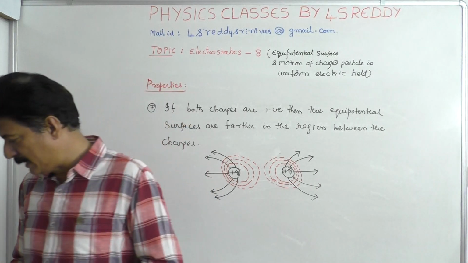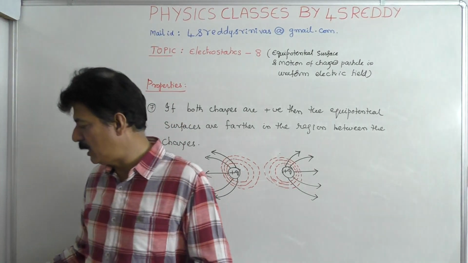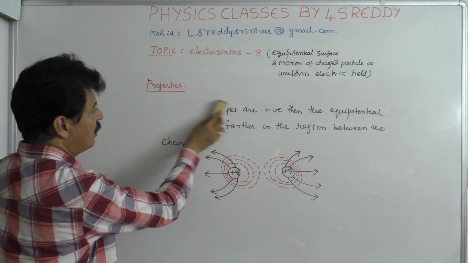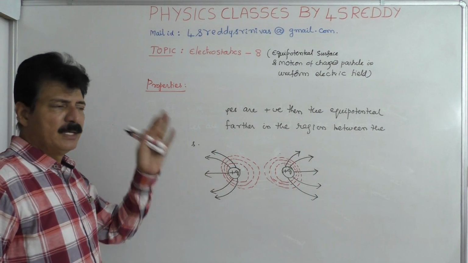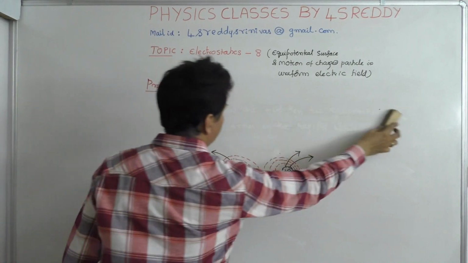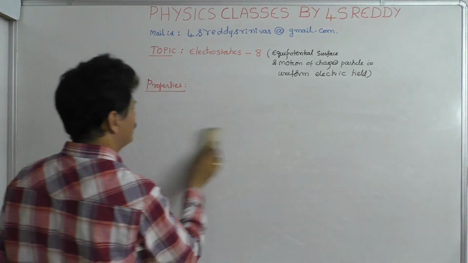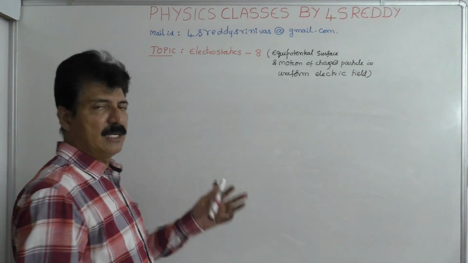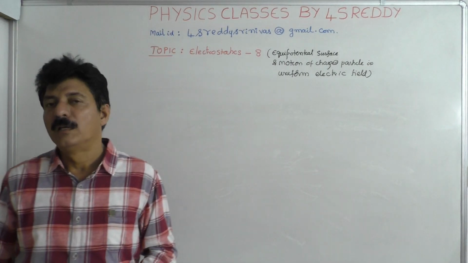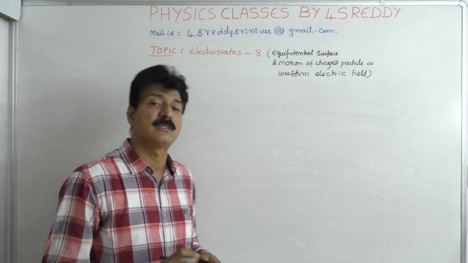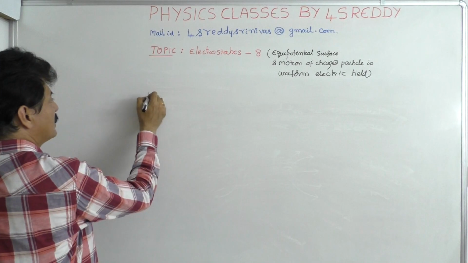These are some points related to the equipotential surfaces. And if you observe, in all the cases, the electric field is always perpendicular to the equipotential surface. These are some general properties of the equipotential surfaces. So once you have the idea of the equipotential surfaces, you may be asked a question like this.